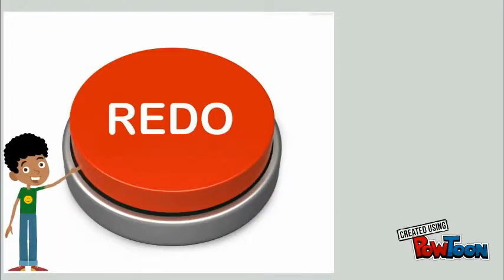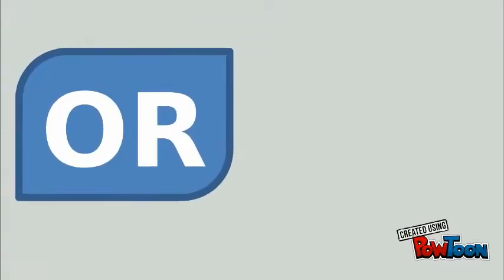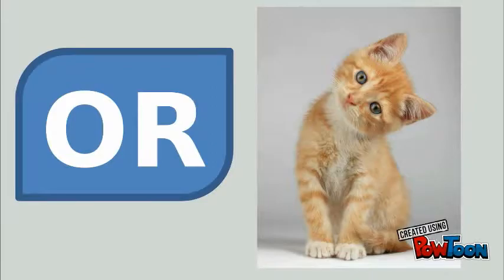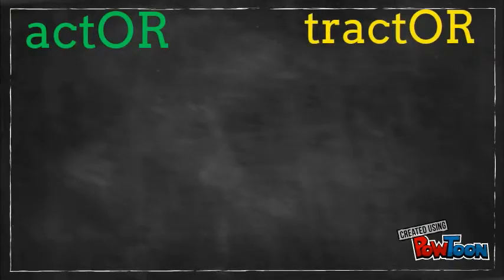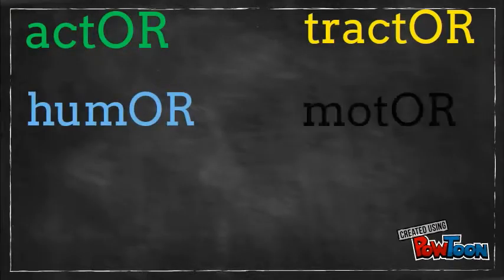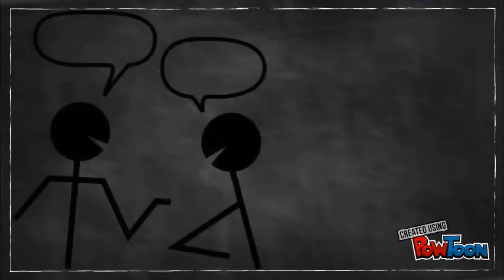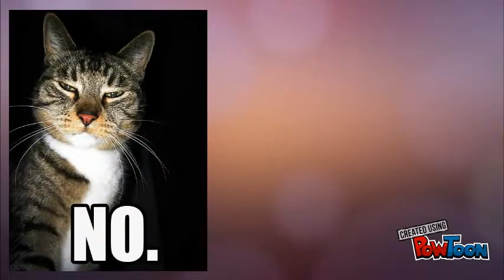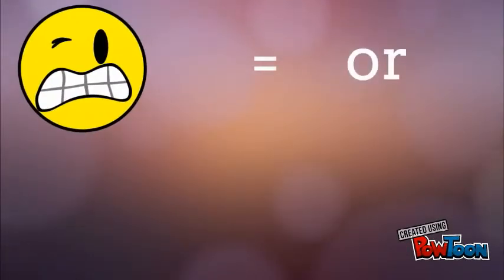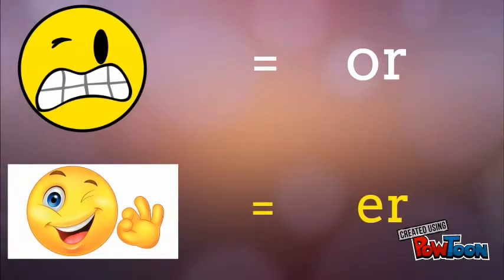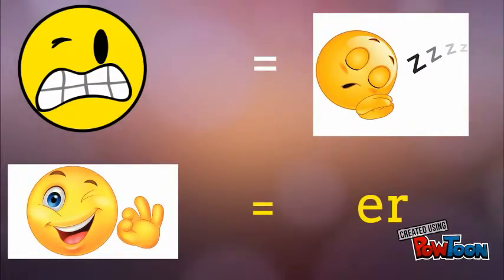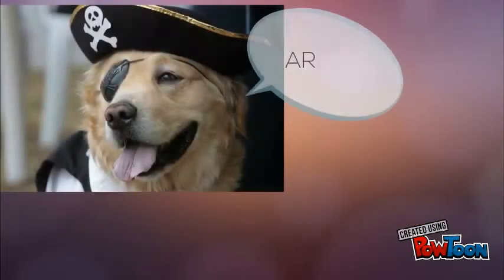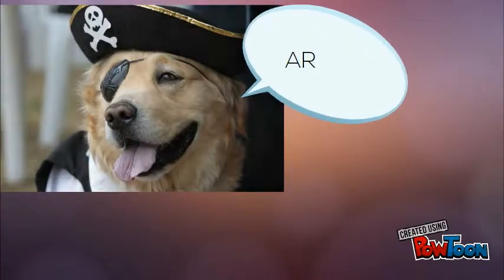Now let's try those words again, using the phonogram sound that we learned for OR, and see if the words sound right. Actor, tractor, humor, motor, odor. Is that how we say those words? Of course not. It's harder to say the OR in those words, so the OR becomes lazy and we say the ER sound instead.